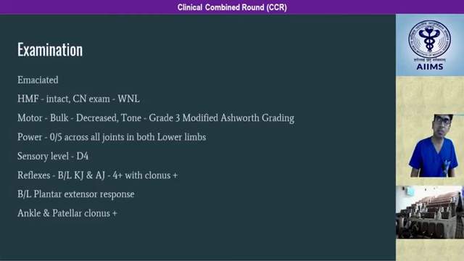limits. On motor examination, the bulk was decreased, and tone was grade 3 on modified Ashworth grading. The power in bilateral lower limbs was 0.5 across all joints, and the sensory loss is at the level of D4. Bilateral knee jerk and ankle jerk were exaggerated with clonus, and the patient had bilateral plantar extensor responses, with ankle and patellar clonus positive, features which are suggestive of myelopathy.